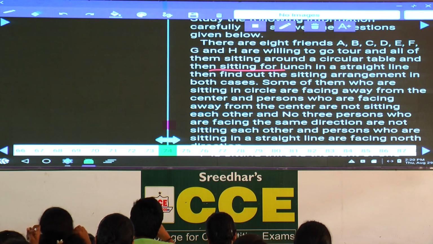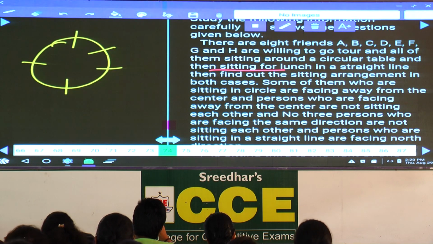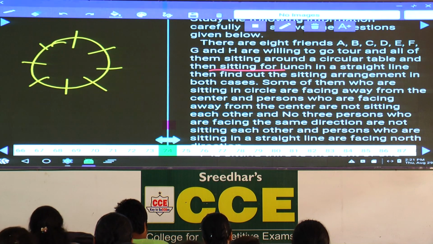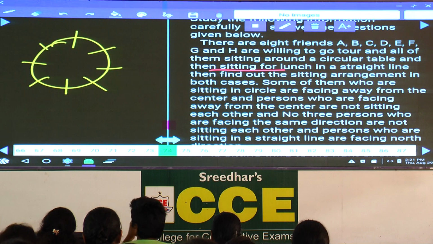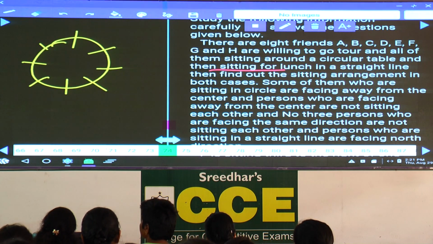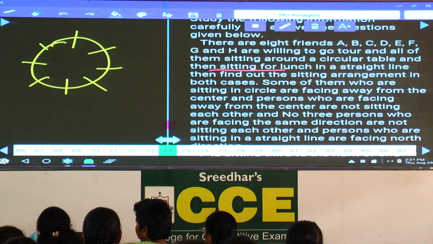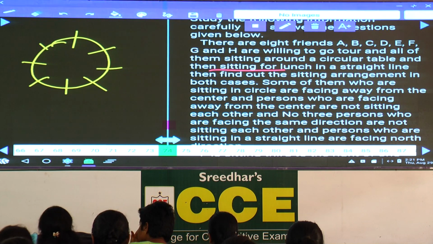What is the information here? 8 persons are seated around a circular table, 1, 2, 3, 4, 5, 6, 7, 8. Now one more information is given: the persons who are facing away from the center are not seated adjacent to each other. With the help of this information, tell me how many persons are facing the center and how many are away from the center. 4 are facing the center, 4 are away from the center. Why 4 are facing the center? Why 4 are away from the center? Because adjacent persons are not facing away from the center.